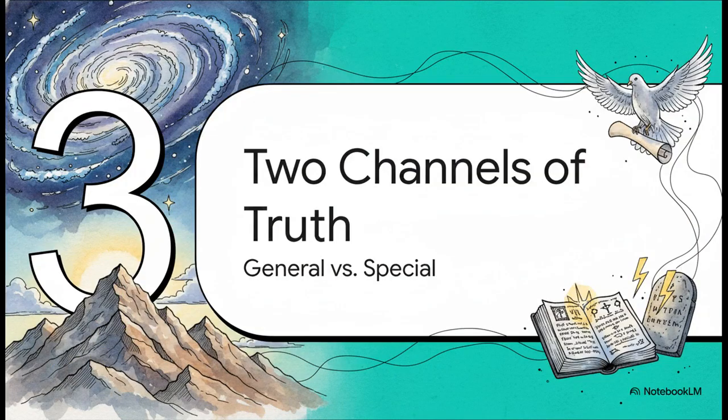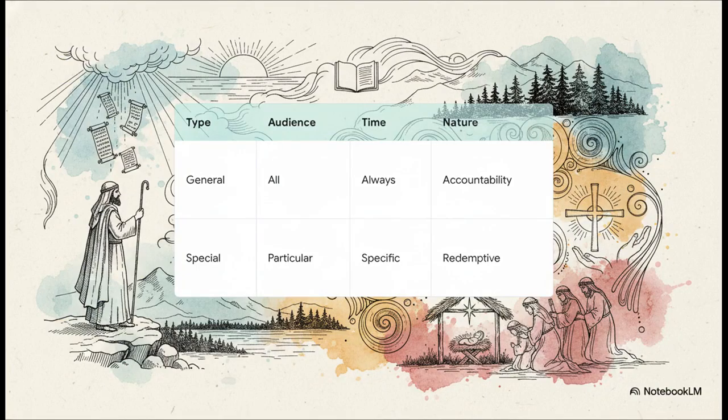Section 3. General versus special revelation, two channels of truth. Drawing on Millard Erickson's systematic theology, Dr. Peterson breaks this communication down into two distinct channels. First up, general revelation. Think of this as being beamed to absolutely everyone, everywhere, at all times. Now, it's non-redemptive, but it does provide enough knowledge of God to make all of humanity accountable.